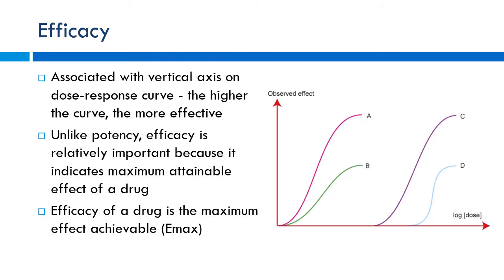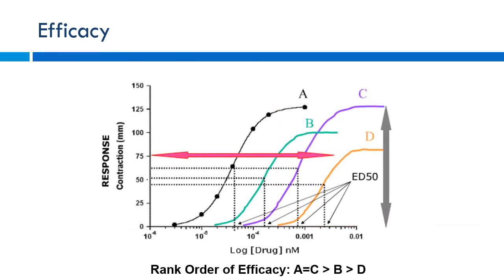And so again, the efficacy is going to be associated more with the vertical axis where that Emax actually is. And again, we'd say A and C would be equally efficacious here. They have the same Emax, same top point, even though drug A would be more potent in this instance. Again, in this example, A and C would probably be equally potent as well. I apologize, drug D, though, would be least efficacious out of the bunch.